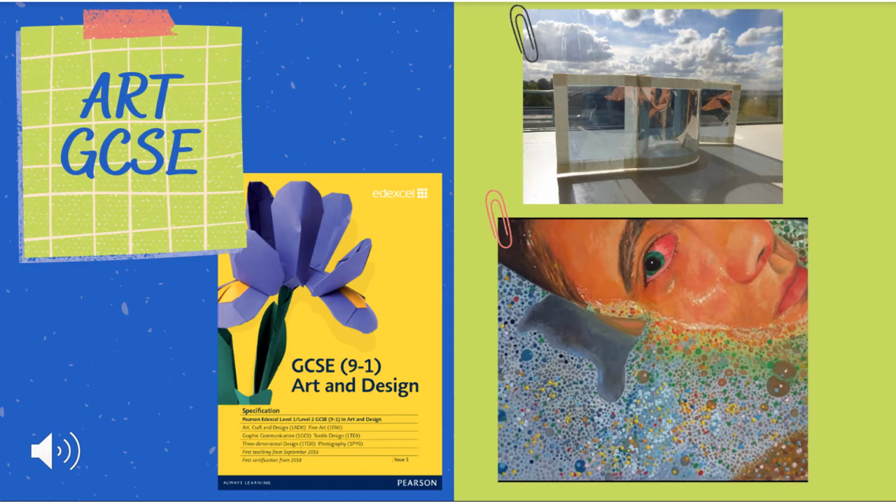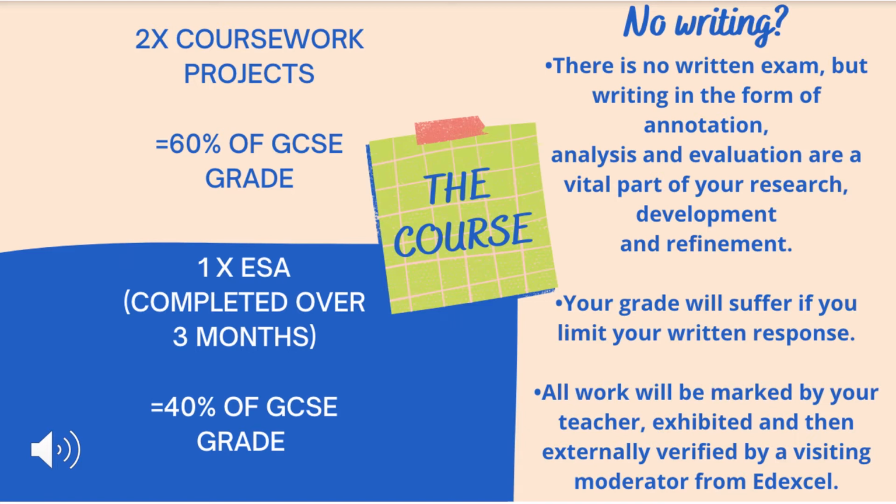Okay, so first of all, I'm just going to briefly go through with you the course outline, okay? So what it is that you are required to complete. Over the 2 years, you will complete 2 coursework projects, which take form in sketchbooks. These will amount to 60% of your overall GCSE grade.